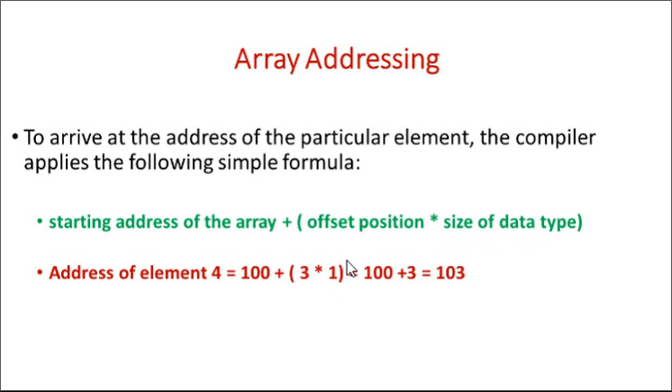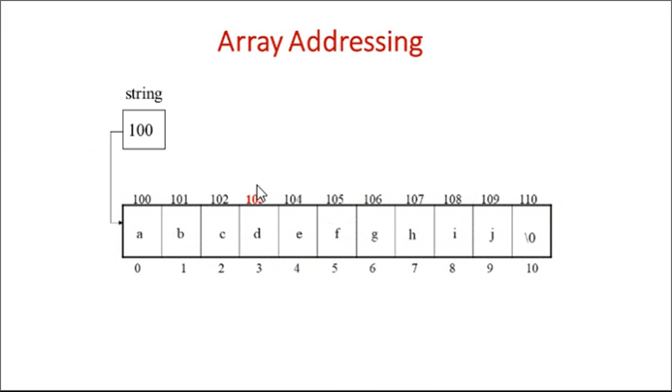It has the data type character. Since we are storing a character, it will require 1 byte. So 3 into 1 is 3, and 100 plus 3 gives 103. So the address of element 4 will be 103. That is what is mentioned here with the highlighted color.